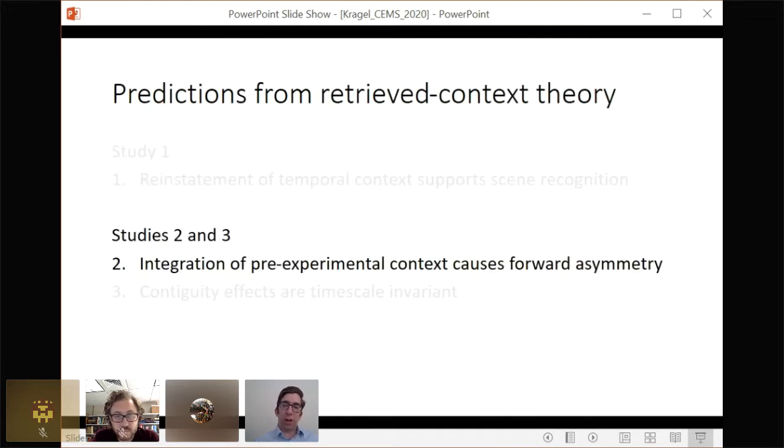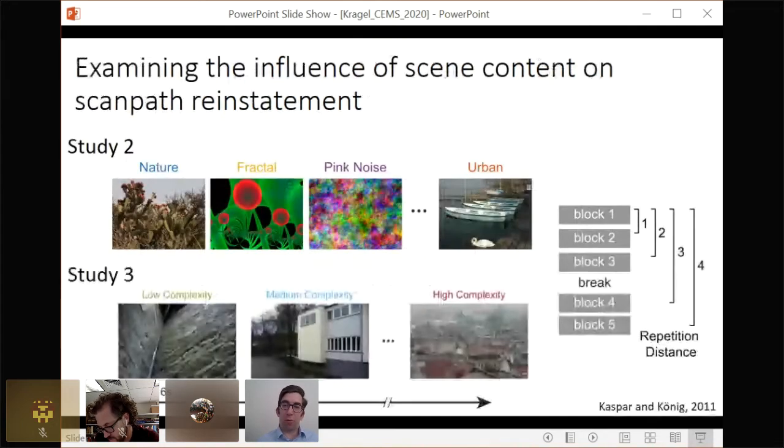So going to the next prediction that we want to test, how does the content that people look at influence the degree to which they make forward as opposed to backward or other transitions between their eye movements? And so this is actually going to be looking at 2 different studies from Peter Koenig's group. And the idea is it's fairly straightforward. So in the first study, 12 scenes per category. They view all of the scenes in a random order in 5 different blocks, so it's repeated 5 times.